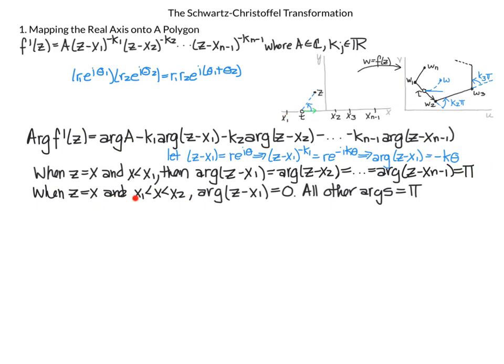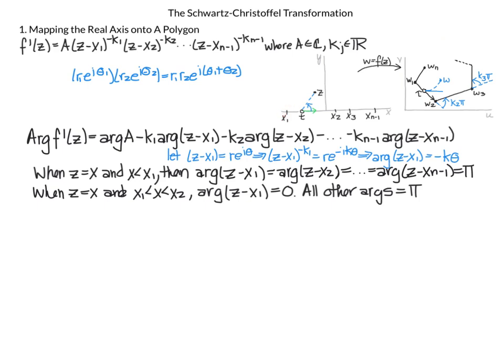But the moment we hit x1, and now our x value is between x1 and x2, then the argument of z minus x1 becomes 0, and all the other arguments remain pi. So what happens to the argument of f prime of z is our angle then increases by k1 times pi, because now we no longer subtract as we did when we were less than x1. And this is how we're going to get these angles here.